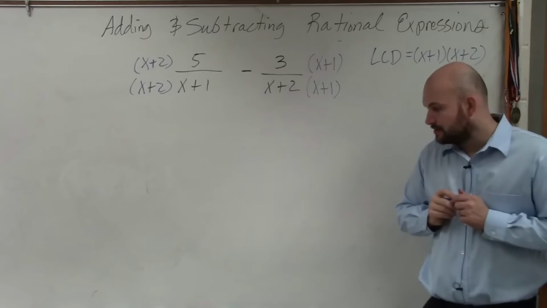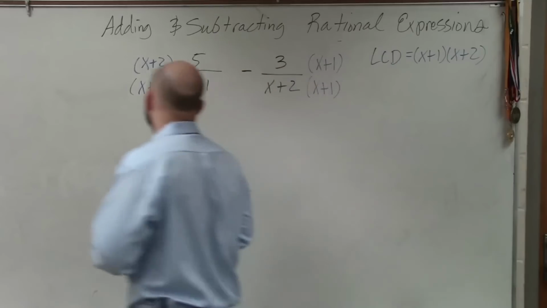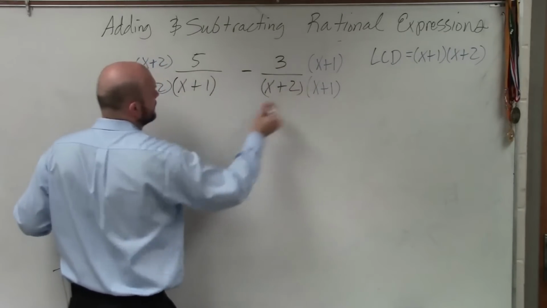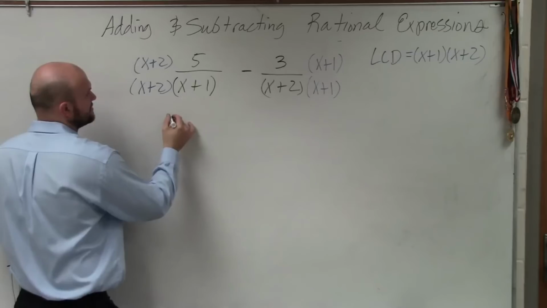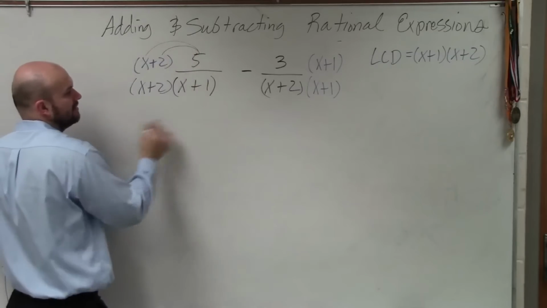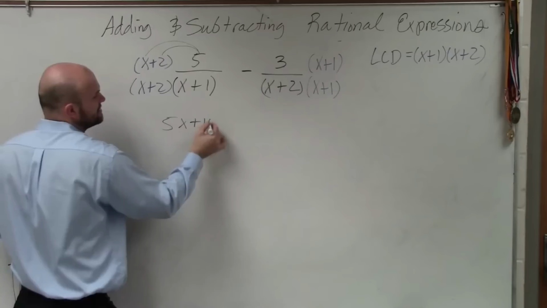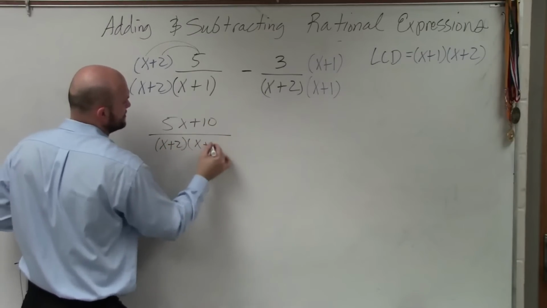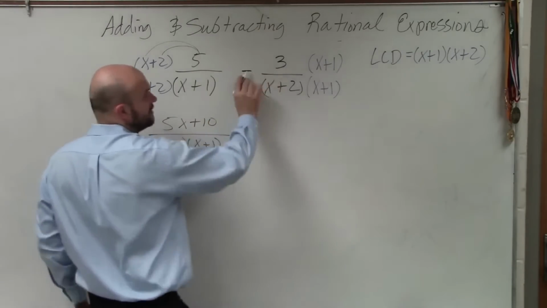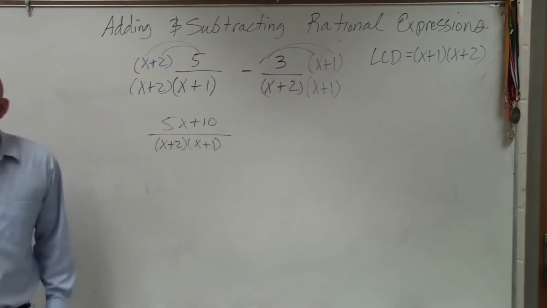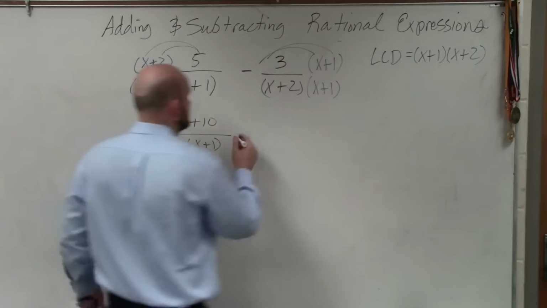OK. So now you can see I can put parentheses around here, and I can apply the distributive property, right? So I have 5x plus 10 all over x plus 2 times x plus 1. And then over here, I can distribute the negative 3. Make sure you understand that's a negative 3.